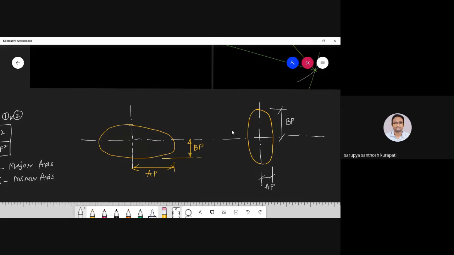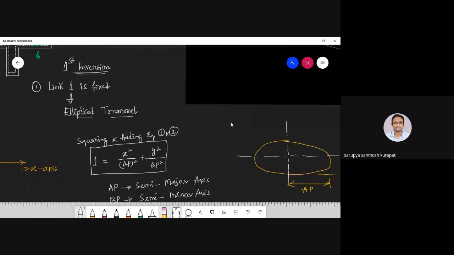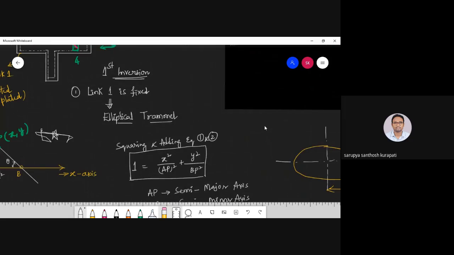So what is the first inversion? We have discussed the elliptical trammel. This is very, very important. You may get GATE questions on this topic too. So this is the first inversion.